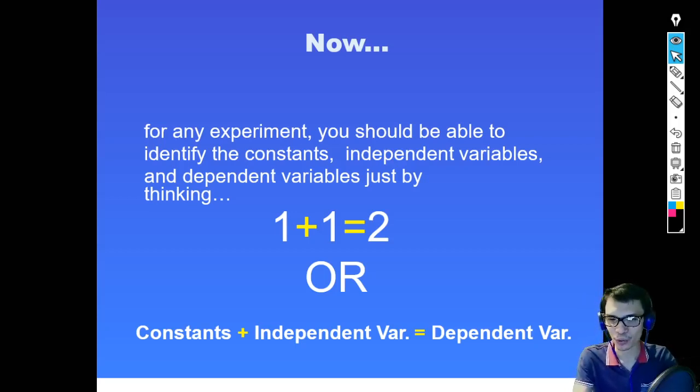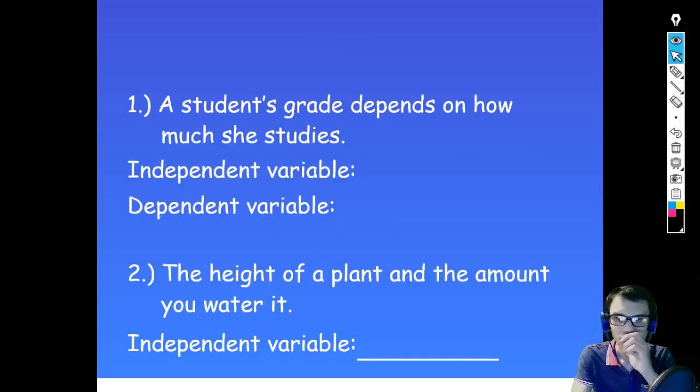So that is 1 plus 1 is equal to, or constant plus independent variable is equal to dependent variable. These three variables are very important. If one is missing, you cannot conduct a particular experiment. All right, so next one.